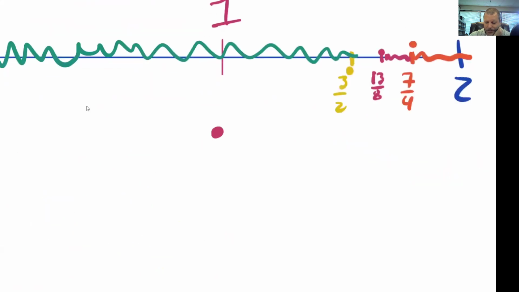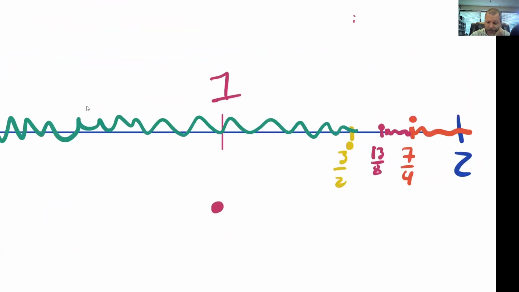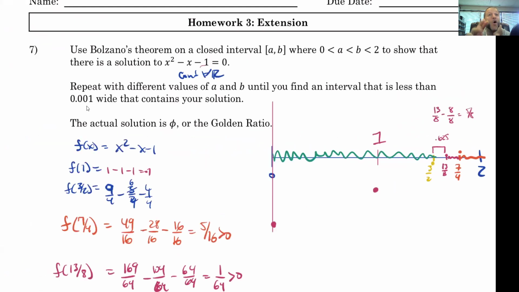So right now, 13 over 8 minus 3 over 2 is 5 over 8. So right now, this interval is 0.625 wide. So I'm not even in the ballpark where I want to be. But that's kind of the plan. I'm not going to keep doing fractions and so on.